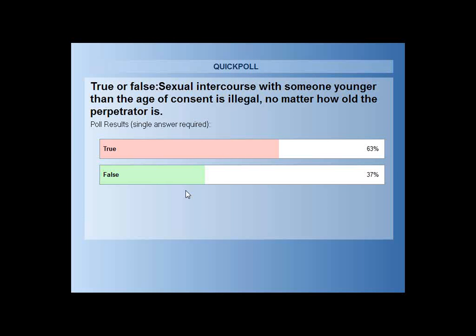So for example, in North Carolina, the age of consent is 16. However, sexual intercourse with someone who's under the age of consent is only illegal if, 1, the perpetrator is at least 4 years older than the victim, and 2, the perpetrator is at least 12 years of age.